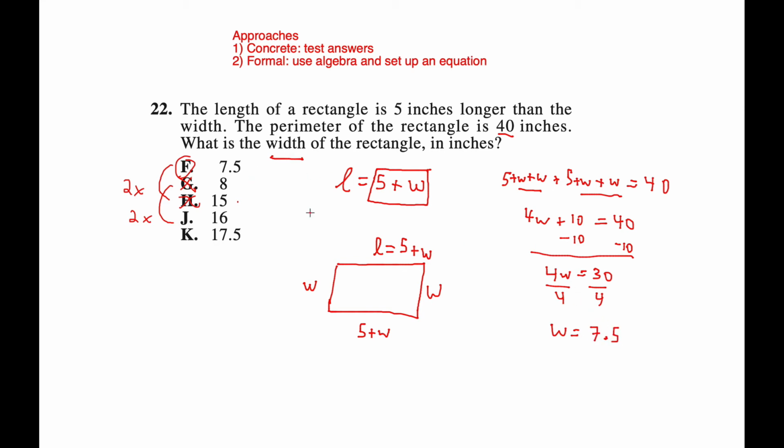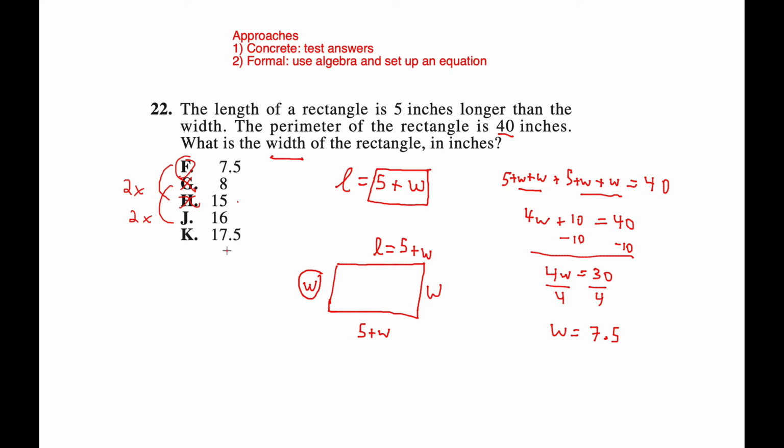Let's take a look at some of the wrong answers now. For answer choice H of 15, that could reflect getting the width as 7.5 like we just did, but then instead of just going with that as an answer, thinking that we had to add all the widths together, and so we would get 7.5 plus another 7.5 for 15. The reason why that's not correct is because when they ask for the width of a rectangle, they're just referring to the value of this one letter as opposed to the sum of all the widths of the shape.